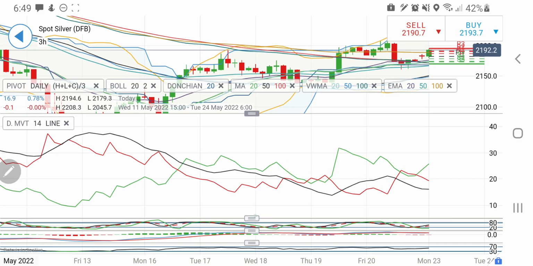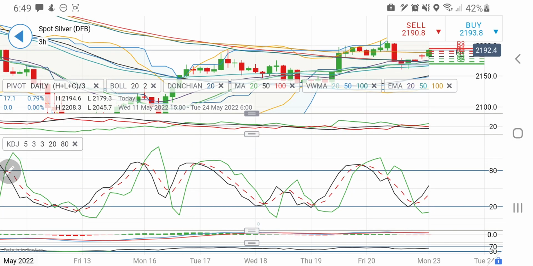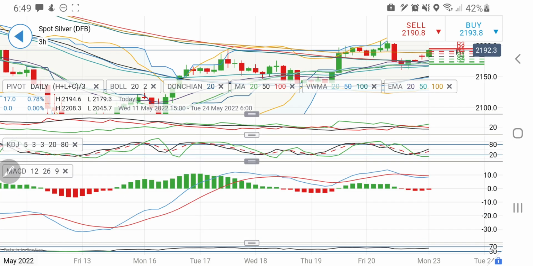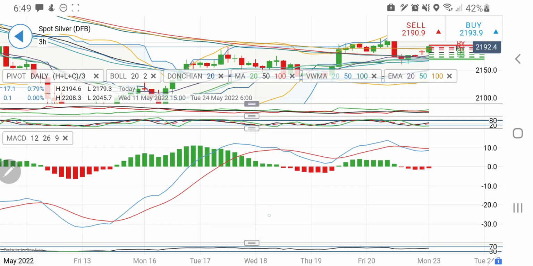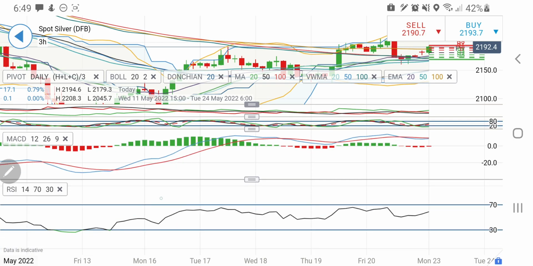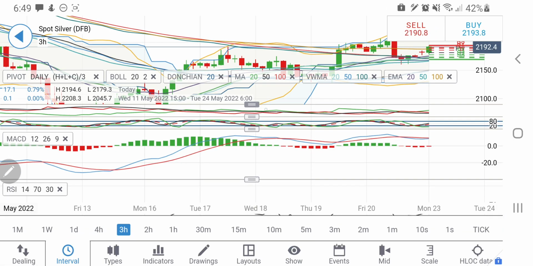The directional movement is bullish. It is diverging. The stochastic still has room to catch up. It is looking upwards. The MACD is trying to converge and cross over for a buy. The RSI is looking upwards on the 3-hour charts.